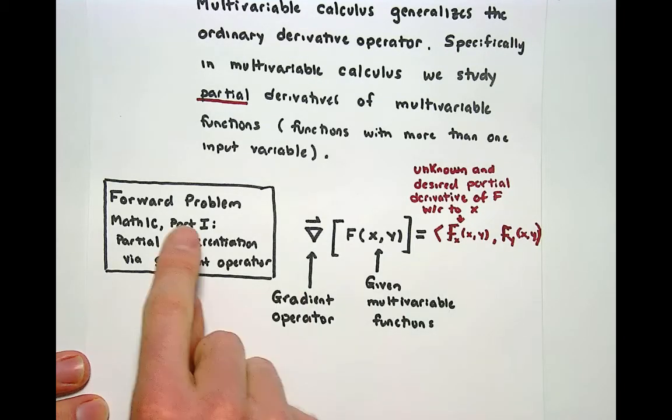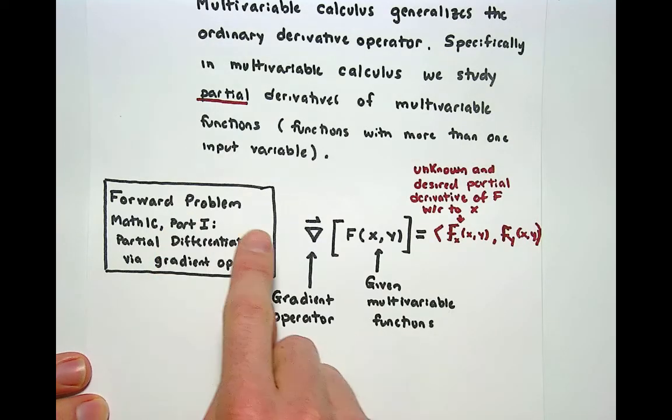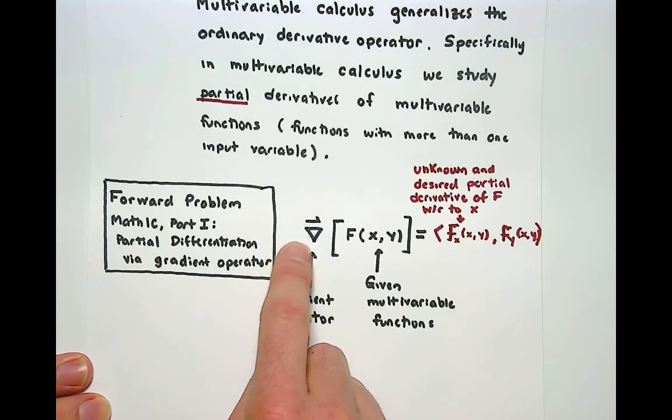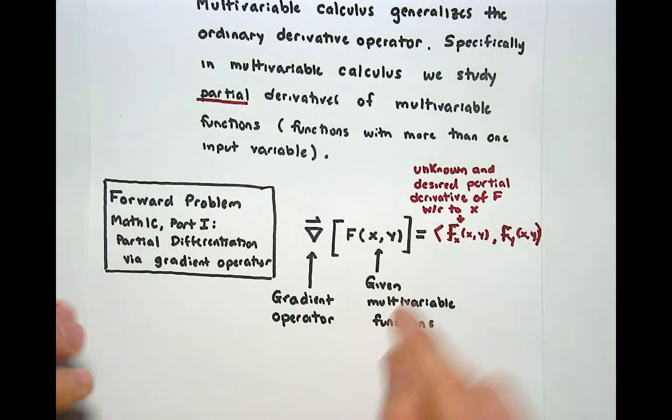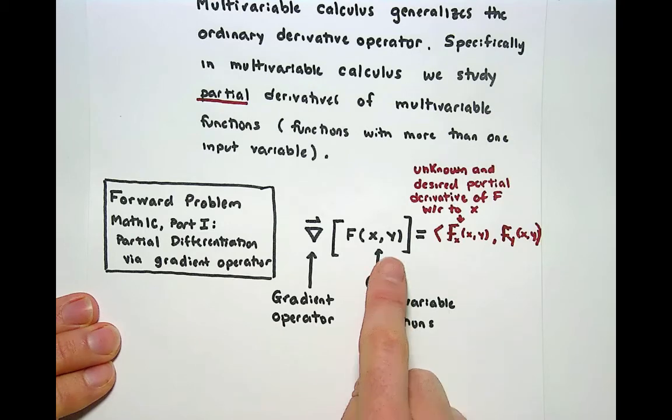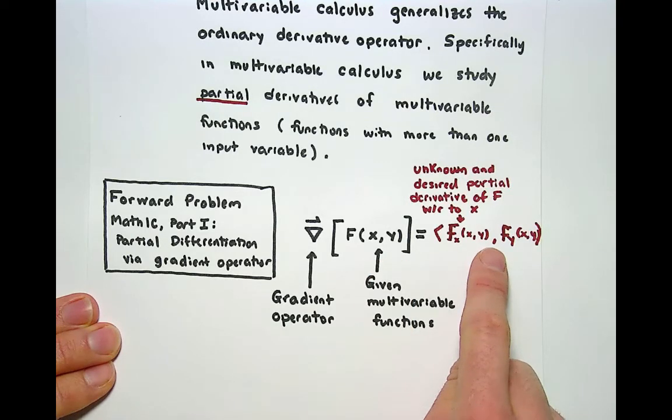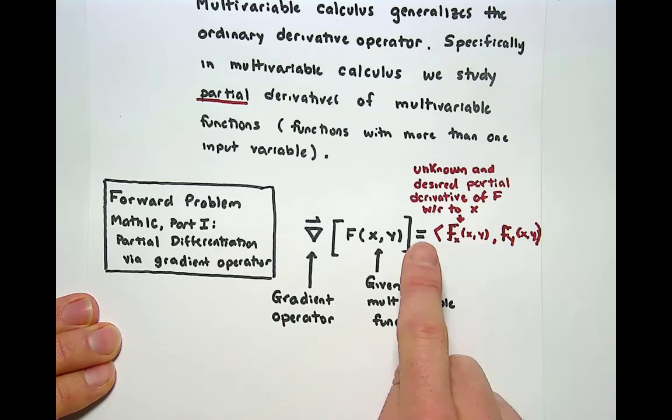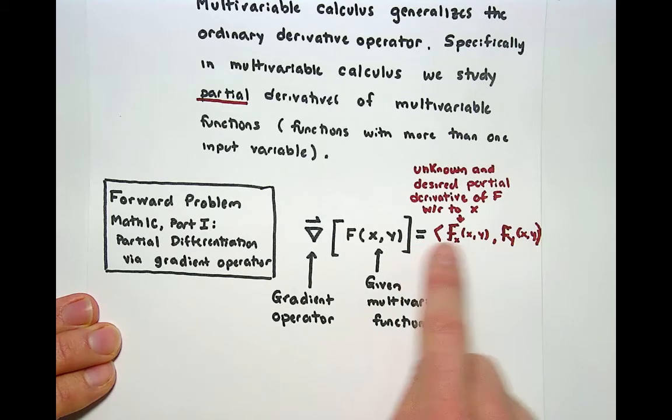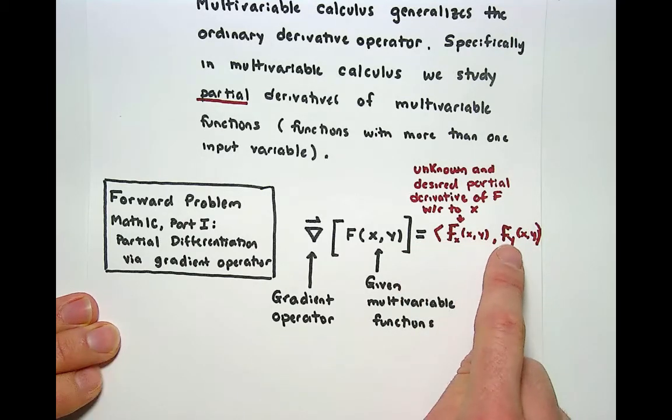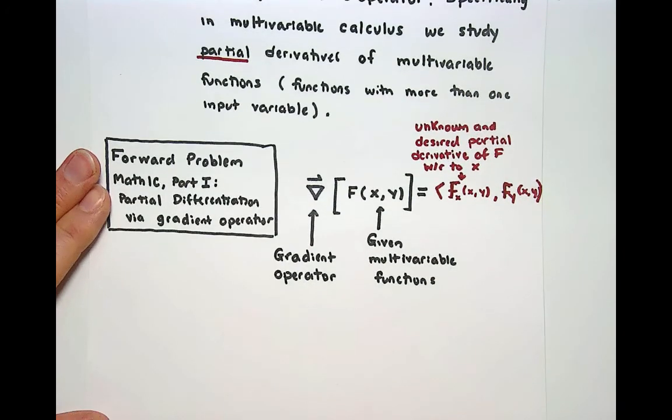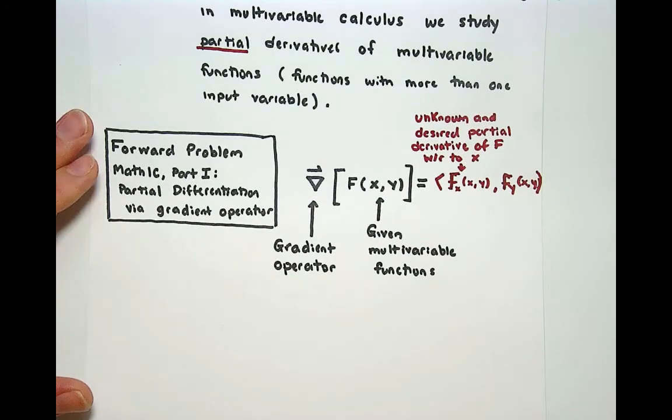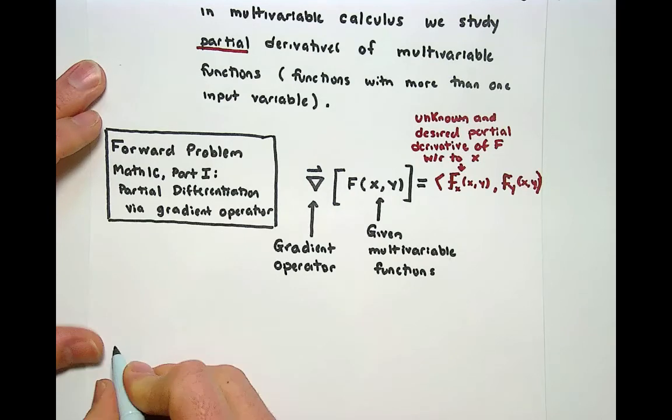But the idea is that the forward problem in multivariable differentiation is that we take a derivative operator, apply it to a function, and produce a derivative. One of the major changes in multivariable function is that the derivative of a multivariable function is no longer a single function. It's actually a list of functions, each of which is known as a partial derivative. Okay, so this is the forward problem of multivariable calculus.